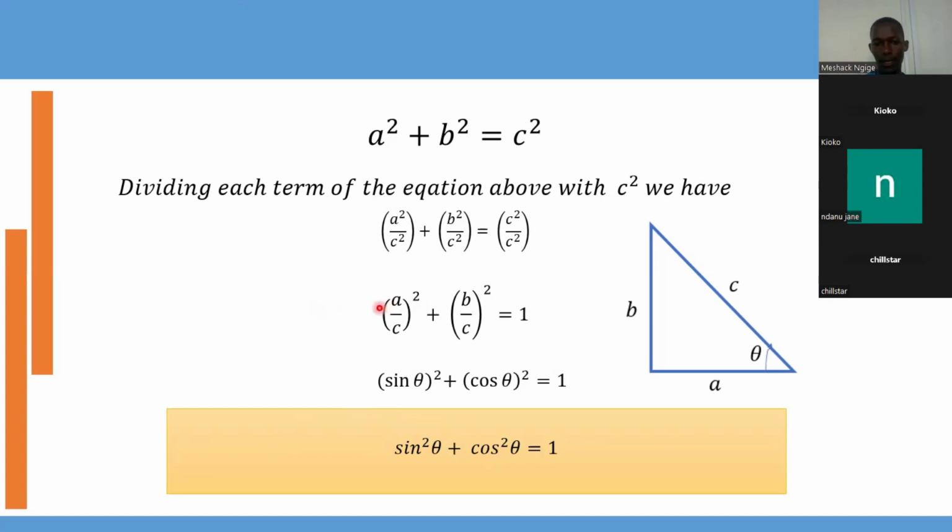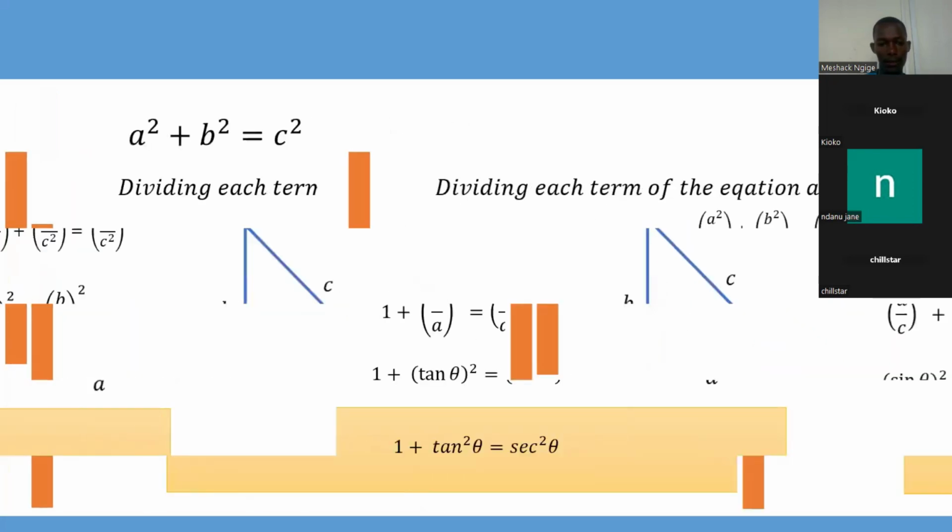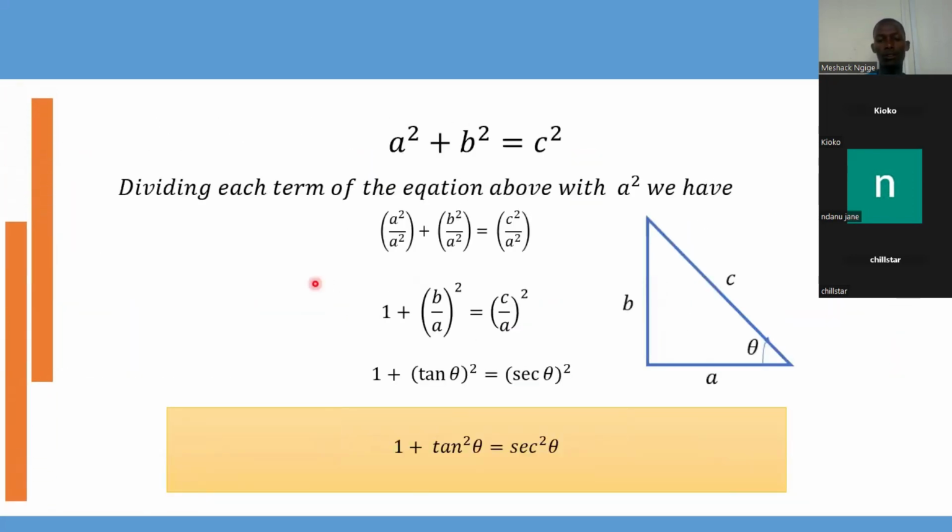Now let's go to the second. When you divide all through by a squared, you'll have a squared over a squared, b squared over a squared, c squared over a squared. Then when you narrow this down, you get the second identity, which is 1 plus tan squared theta equals sec squared theta.